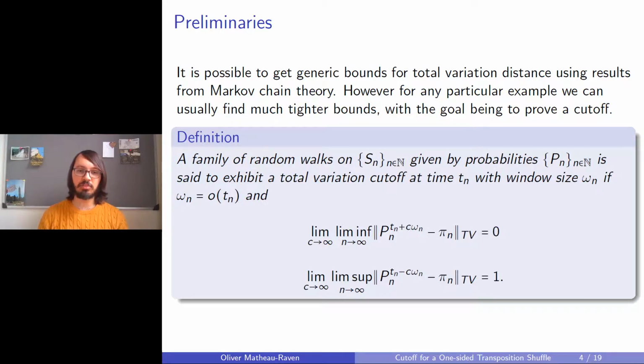A family of random walks exhibits a cutoff if we can find a time t_n such that if we do t_n steps, and then a few more, we are very close to uniform. But if we do t_n steps and then a few less, we are very far away from uniform. It's really trying to encapsulate the idea that convergence to uniform happens in a short time frame and window.